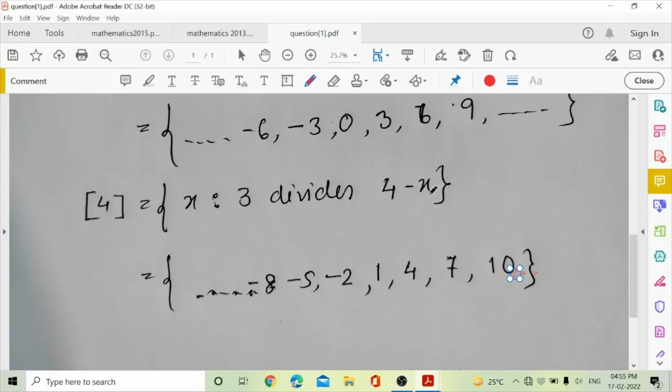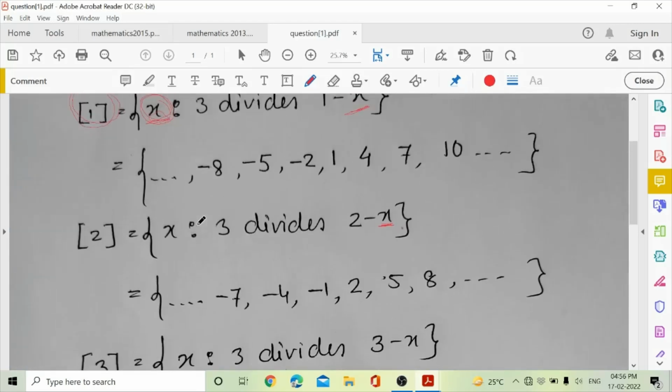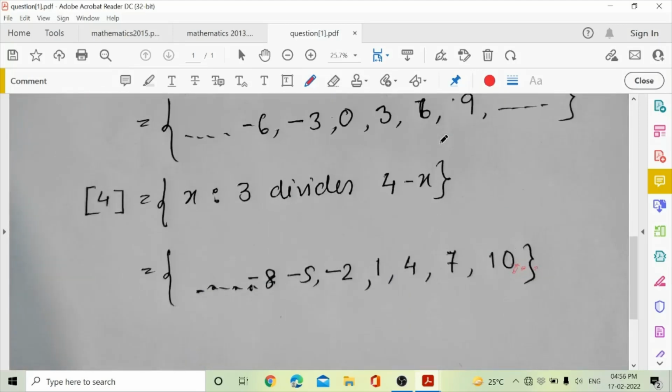So in place of x, what can you consider? 4, 7, 10, like that. Remember, divisible by 3, so their difference should be the same: 4 plus 3 is 7, 7 plus 3 is 10, like that. But if you compare, equivalence class of 4 and equivalence class of 1 are the same, am I correct? Just compare. What are the elements? 1, 4, 7, 10, like that. So here also you will have equivalence class of 4 as 1, 4, 7, 10, like that.